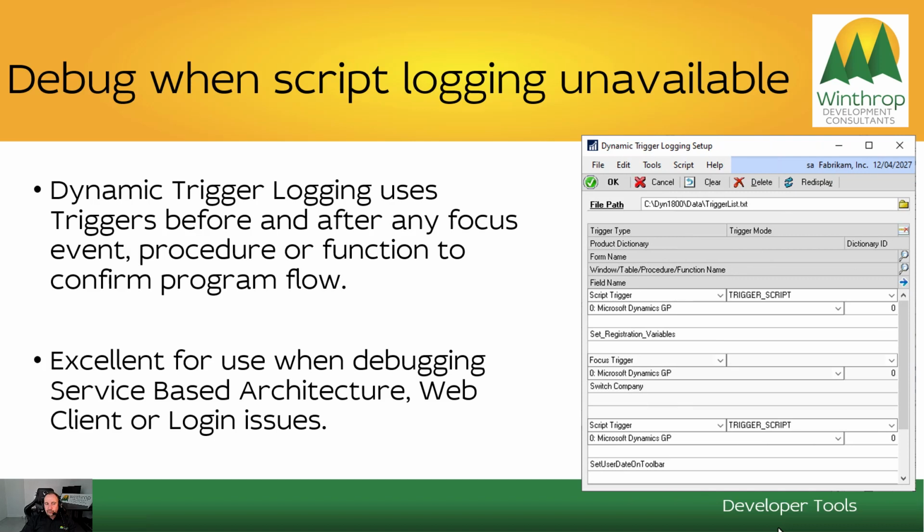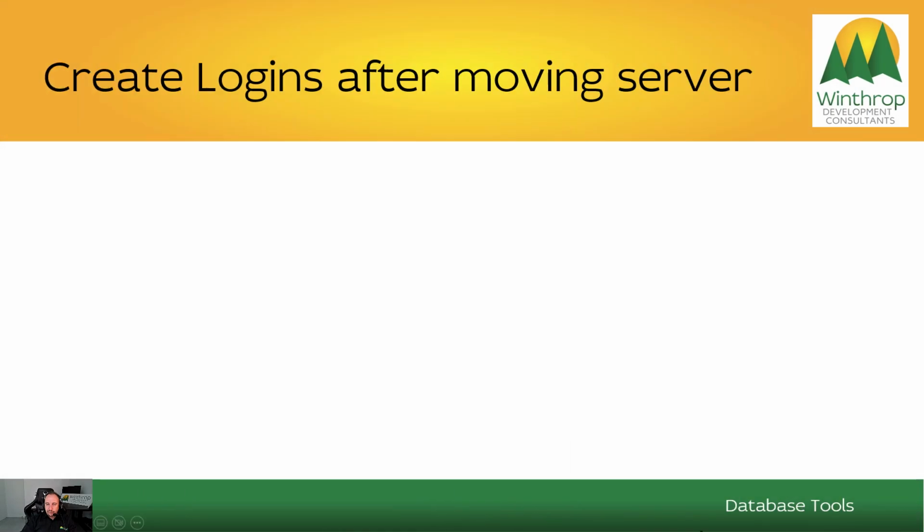There are times where the script logging functionality is not available. In particular, service-based architecture, when that's running, it disables the script logging. So GP Power Tools offers dynamic trigger logging, which allows us to record that particular scripts have executed and capture values of data at particular points. Very useful for supporting and debugging service-based architecture.